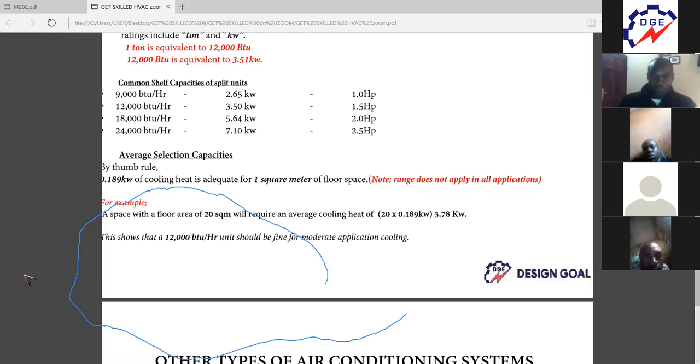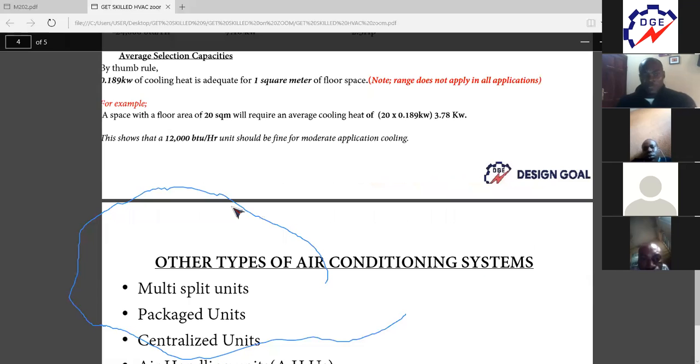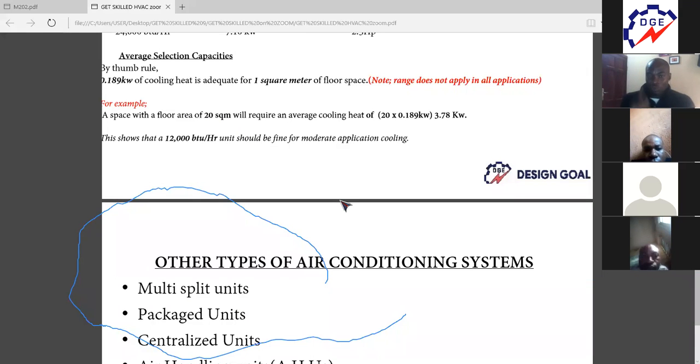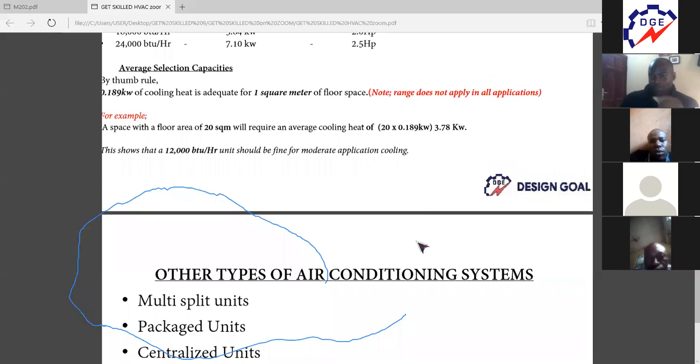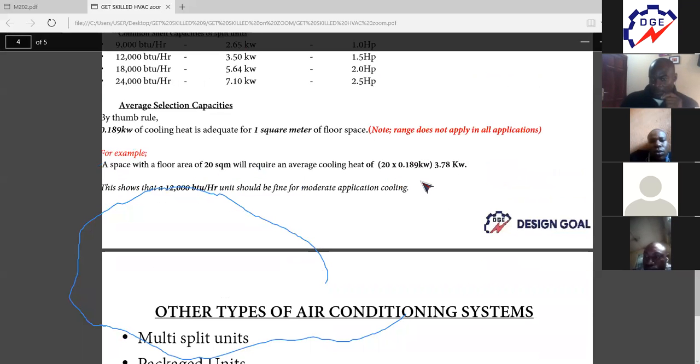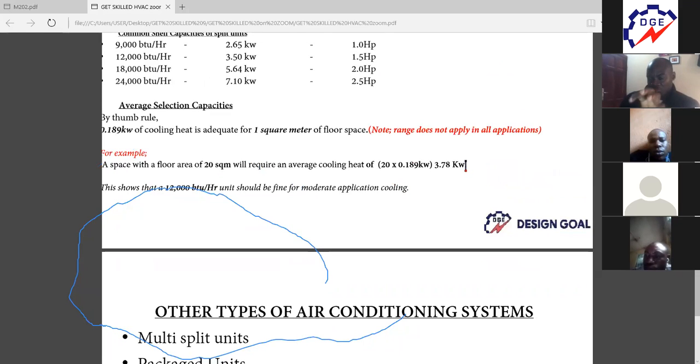So if you have a room, for instance, look at the example, a space with a floor area of about 20 square meters, what you would do in terms of specification is 20 for every square meter. If a square meter requires 0.189 kilowatts, that means a 20 square meter space would need about 20 times 0.189 kilowatts, which will give about 3.78 kilowatts of cooling required for that space. I hope you understand that. So for an example, if you have a room that is 20 square meters, then you use this average to obtain a sized value of cooling capacity, an average value of cooling capacity.